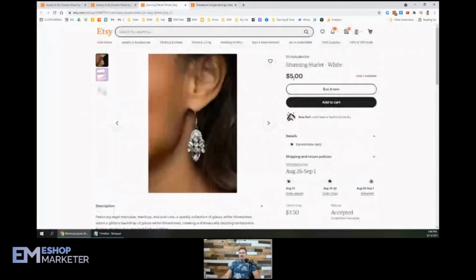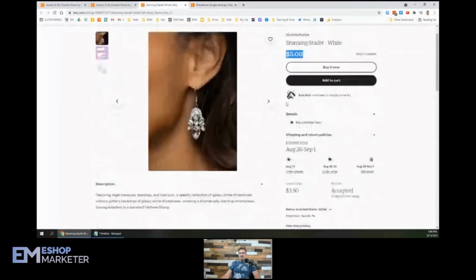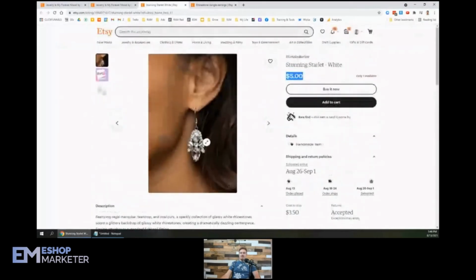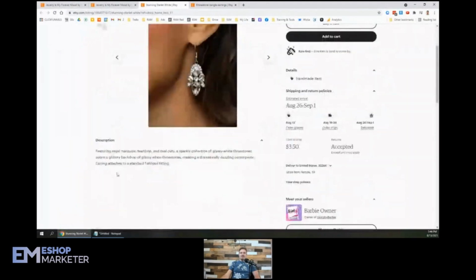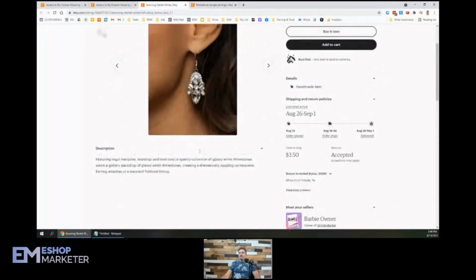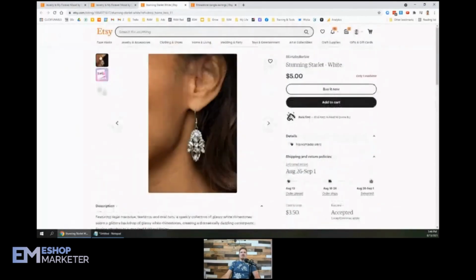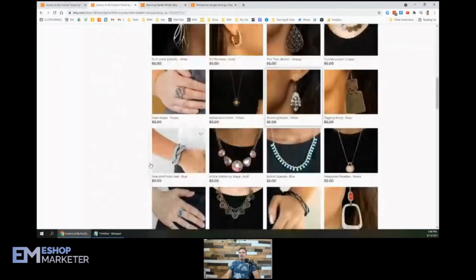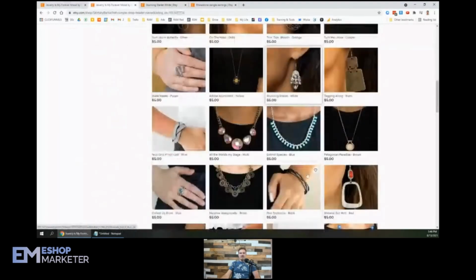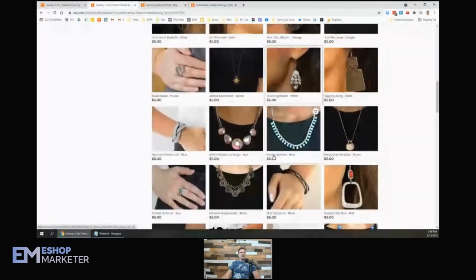Again, I don't understand your pricing here. $5 seems really cheap. This looks like a real pretty item. So I think you could sell it for more. And I would add more details to your description about the product. Although this has most of the information you need, I would raise the price. And I would improve the keywords on all of your different listings here to make them stand out just a little bit better.